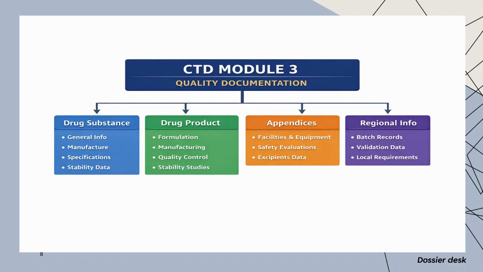So, overall, Module 3 is structured to provide complete transparency on how a product is developed, manufactured, controlled, and maintained throughout its life cycle. This structured approach ensures global harmonization and regulatory consistency.